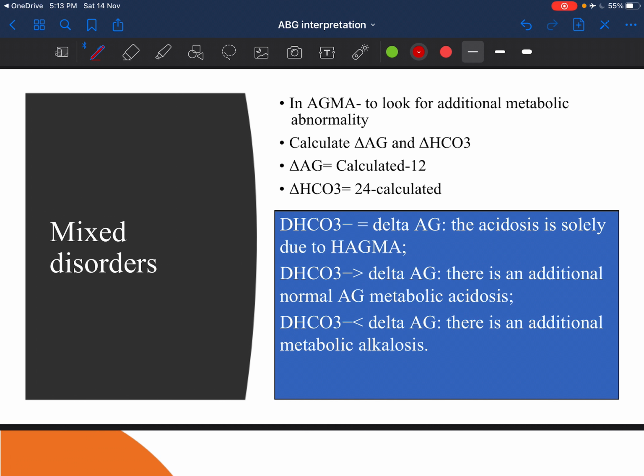Okay. Next, coming to mixed disorders. So, now you know the anion gap, now you know the bicarbonate. Delta anion gap is whatever anion gap you get minus 12, and delta bicarbonate is 24 minus your calculated bicarbonate. Okay. So, your delta bicarbonate should be equal to delta anion gap if the acidosis is only high anion gap metabolic acidosis. Okay. If bicarbonate is more, then that means there is additional normal anion gap metabolic acidosis. If it is less, then there is additional metabolic alkalosis.